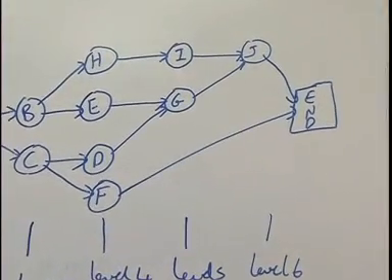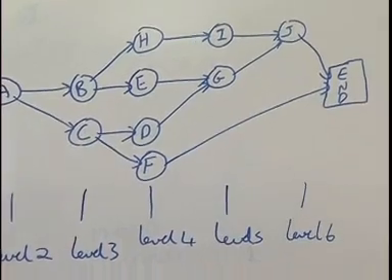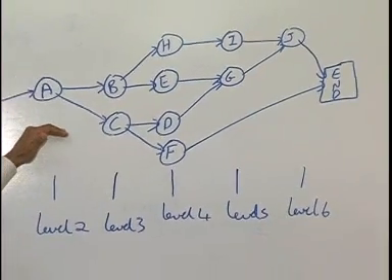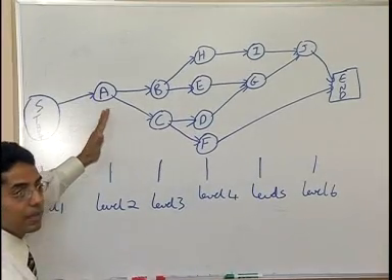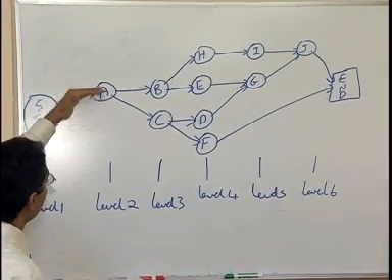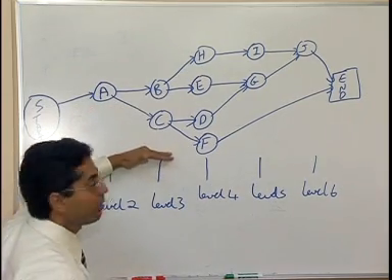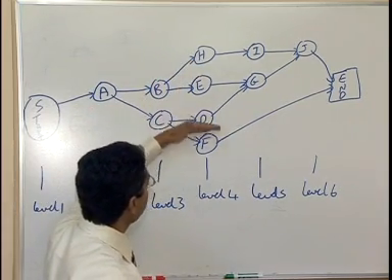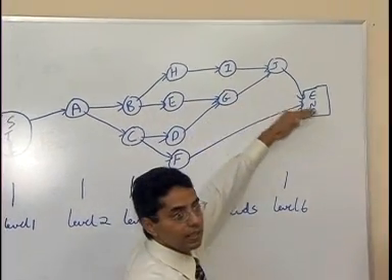Now this is your sketch. Now this is very important because when we lay out our network diagram, we'll know how to lay out our boxes based on this. We'll have start A, then B and C, then H, E, D and F, then I and G, J, and then end.